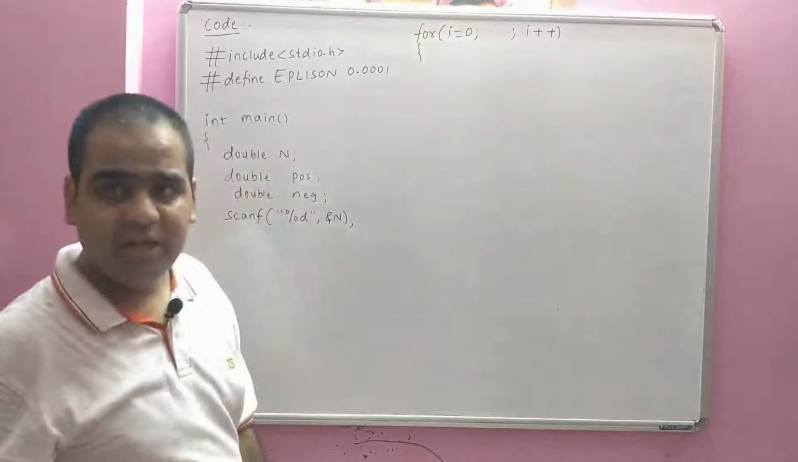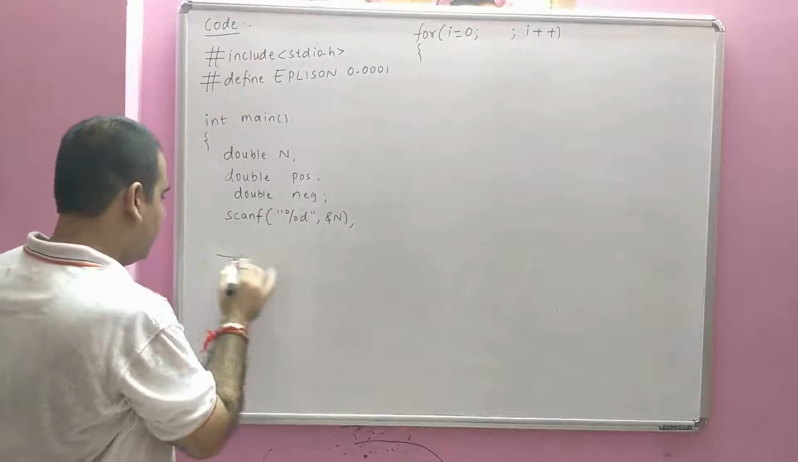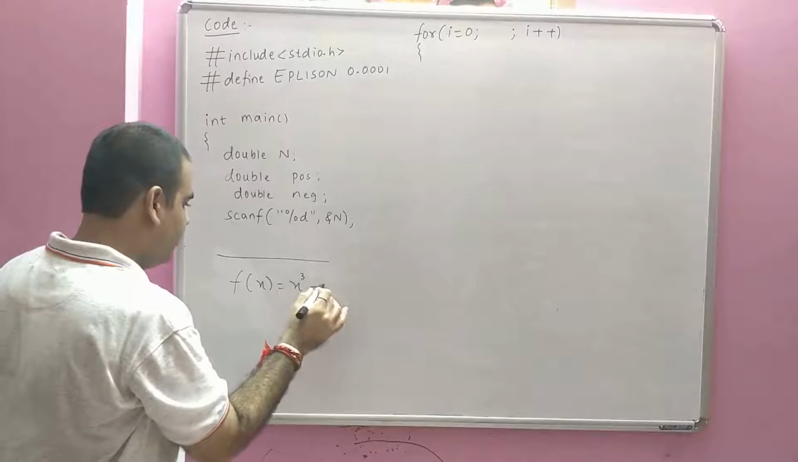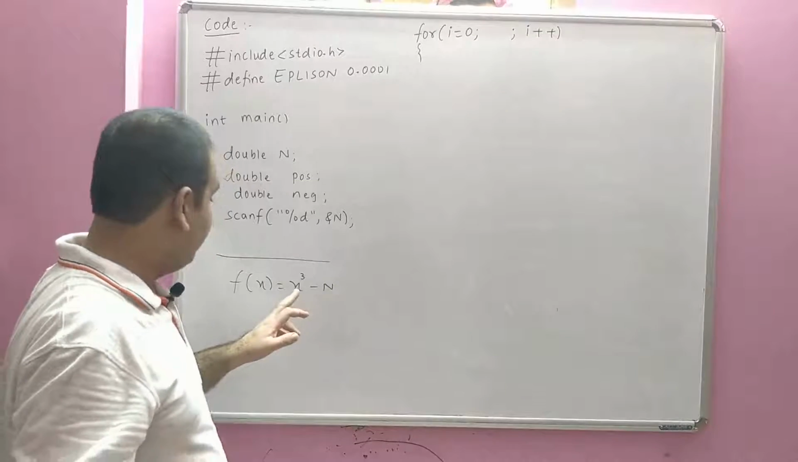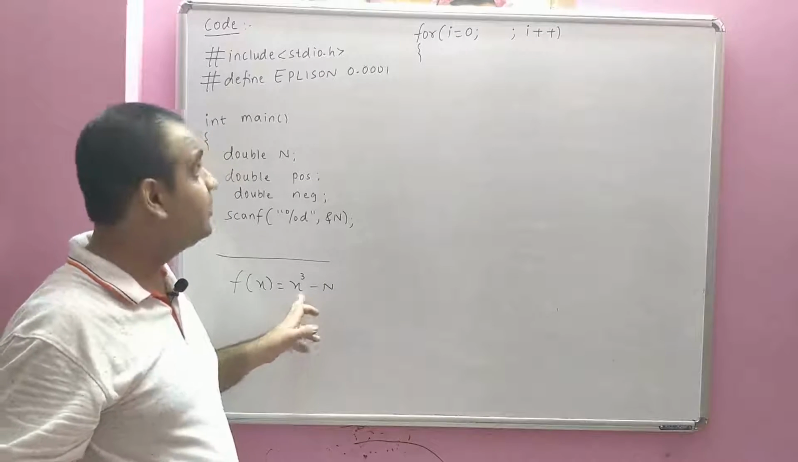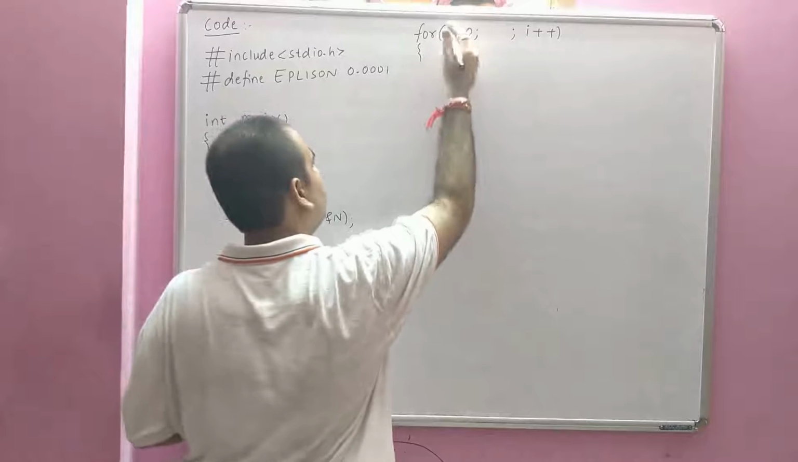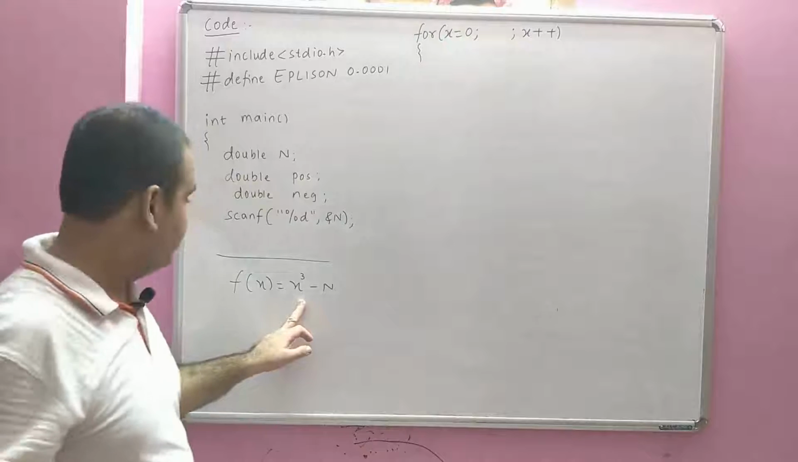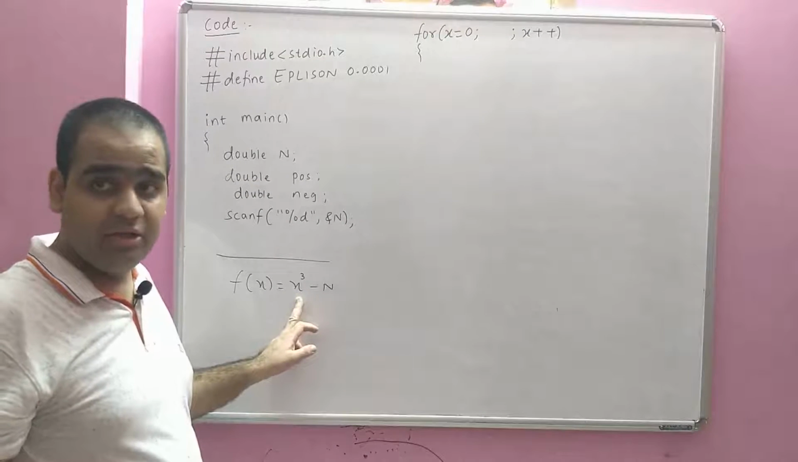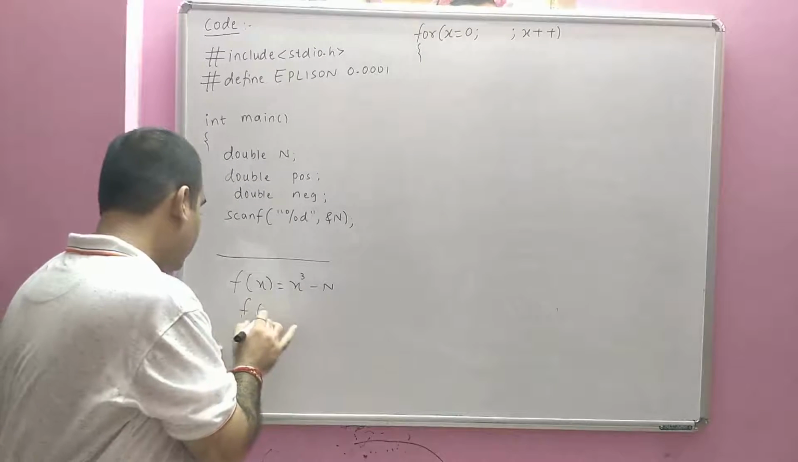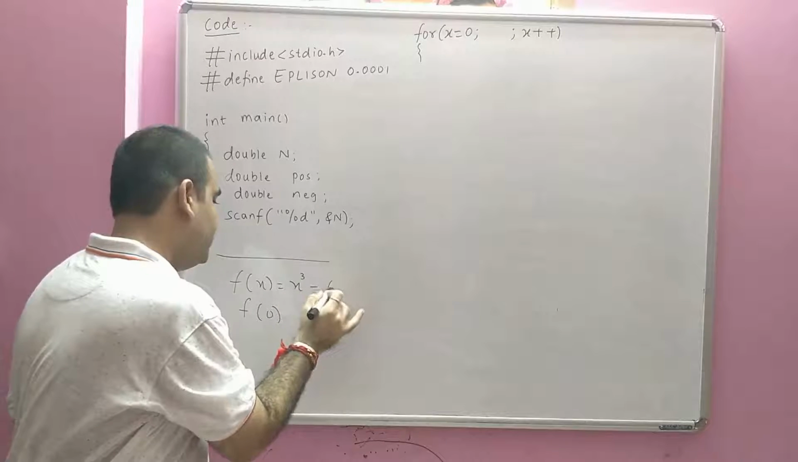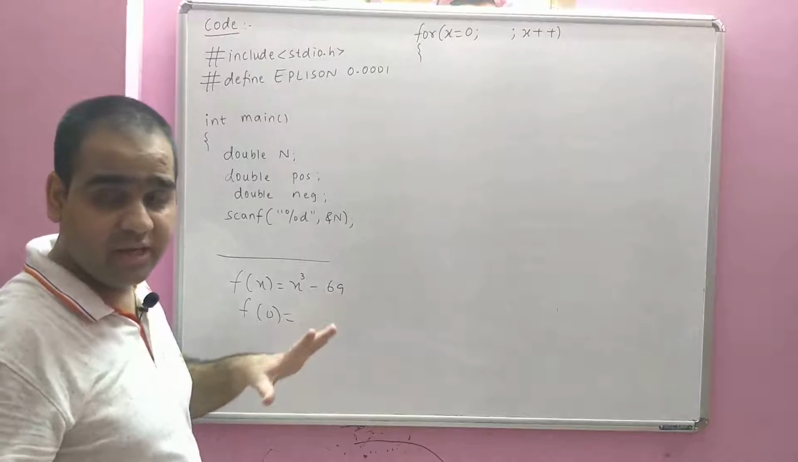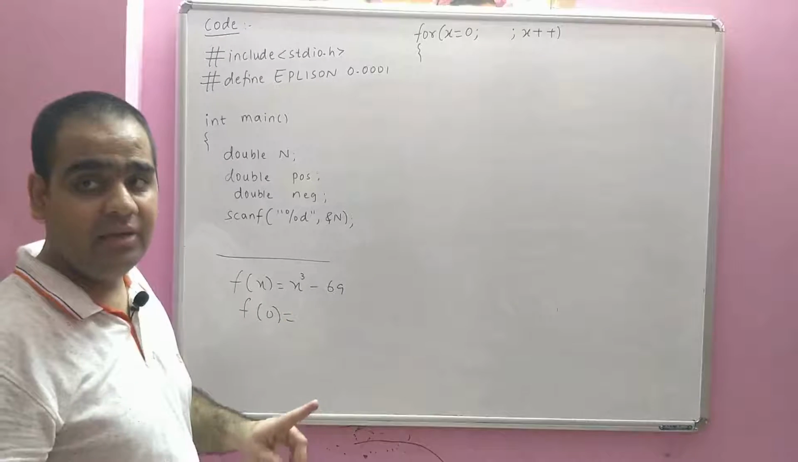Now, what is the first thing we need to do? We need to compute f of x is equal to x cube minus n. Is that okay? Now the value of x is nothing but 0. Therefore we have taken here i. Okay, let me take it as x itself. x equals 0, x plus plus. Now this is x cube, x is 0. I need to compute what is f of 0. Assume that n is 69. Now how do I compute it? x cube minus 69. That is what we need the answer as.